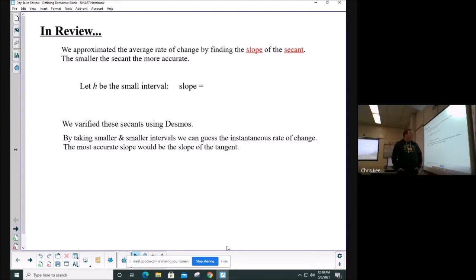So we approximated the average rate of change by finding the slope of secants. So this morning we discovered what a secant was. We had 2 different slope formulas to find the slope of those secants. And as they get smaller and smaller and smaller, the estimations get better and better and better and more accurate. The slope formula that we landed on is this one.